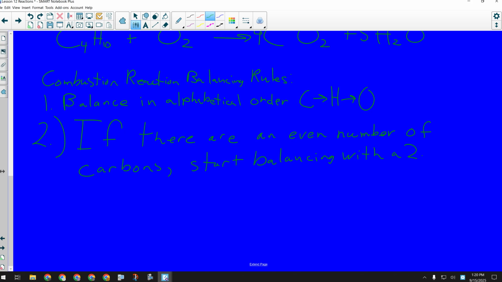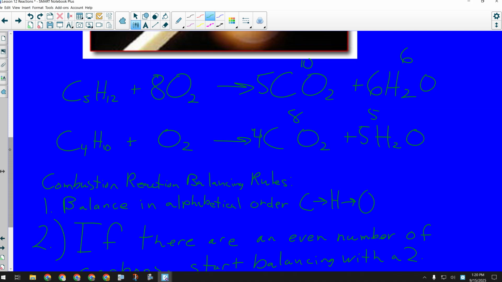Anything .5, right? 0.5 times 2 is 1. 1.5 times 2 is 3. It always makes a whole number. So if we go back to this reaction, and we get rid of these numbers here, and we start it over, but we start with a 2 instead, I probably won't end up with that decimal problem.